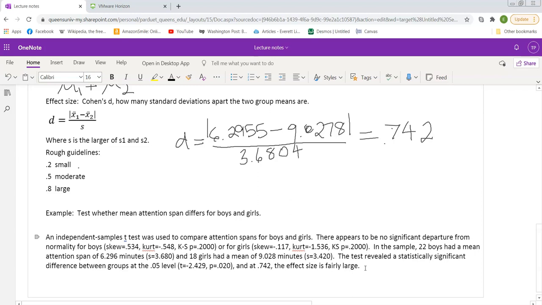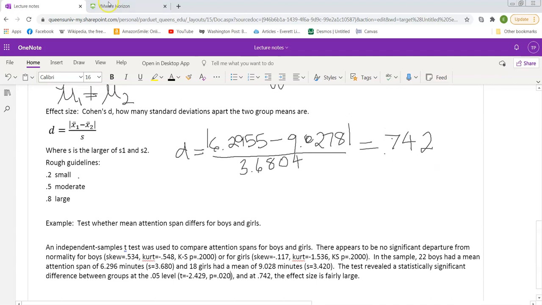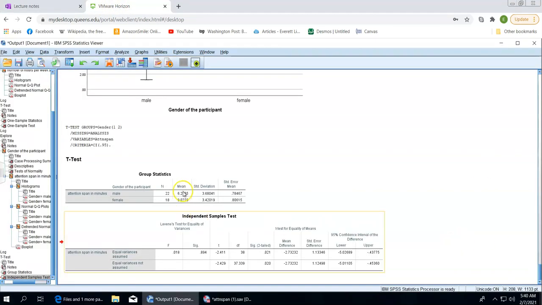Okay. So again, with the effect size, this tells us a yes and. This tells us, yes, we can conclude there's a difference, and it looks like it's a pretty big difference. If you're talking about a difference between 6 minutes and 9 minutes, that's pretty substantial.